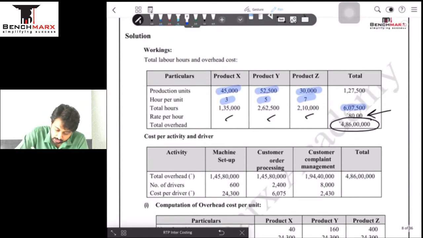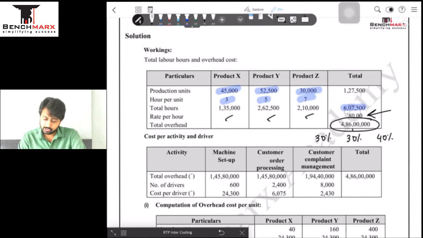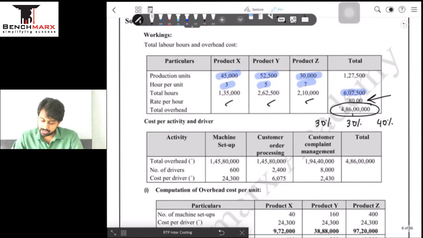So I think we should give the split. 30% will go to activity 1, 30% to activity 2 and the balance 40% to activity 3. And this is how I need to split the overheads. They haven't given the maths for some reason. So simply apply 30% on 48 lakhs, 60,000, 4 crore 86 lakhs.